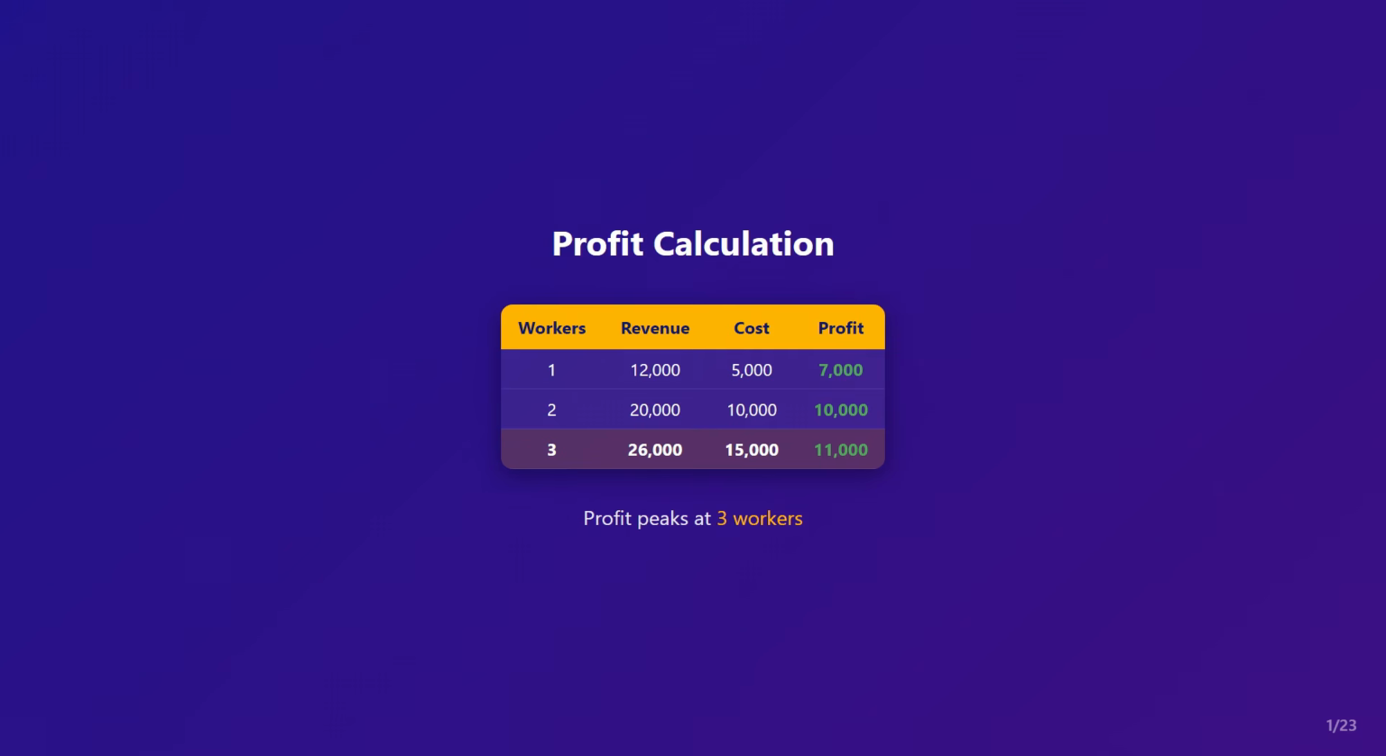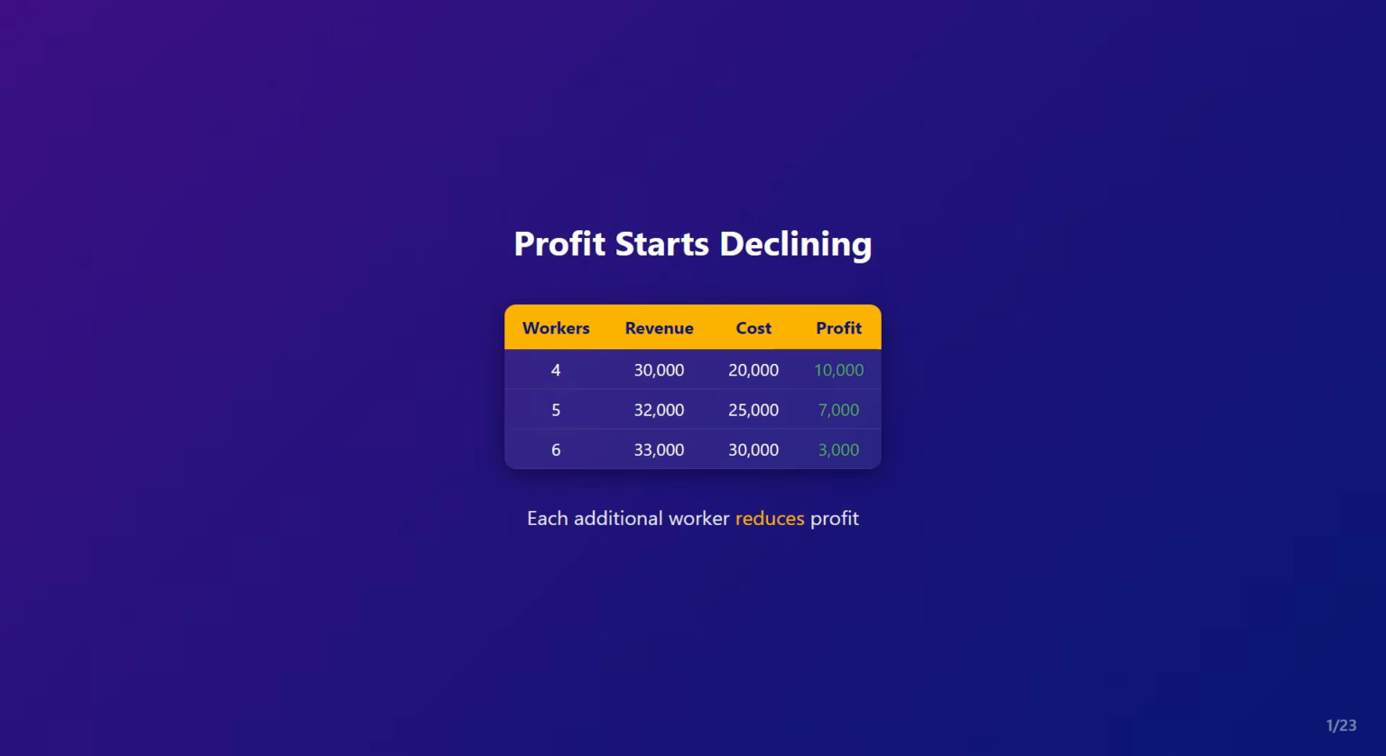Calculating profit for each employment level. Now for the moment we've been waiting for, calculating profit. Revenue minus expenses. 1 worker, 12,000 minus 5,000 equals 7,000 shekels. Already a nice profit with the first worker. 2 workers, 20,000 minus 10,000 equals 10,000 shekels. Profit rose from 7,000 to 10,000. Worth hiring the second worker.